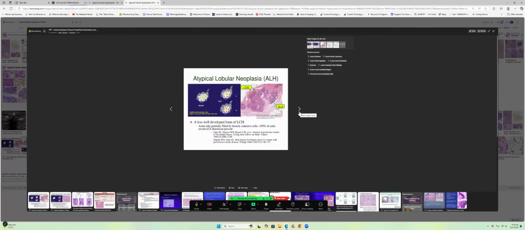Look at this ALH versus LCIS. It's kind of difficult; it's still difficult for me up to now. Look at this, ALH, LCIS. It's a very huge lobule here. Let me see if I can make it larger.